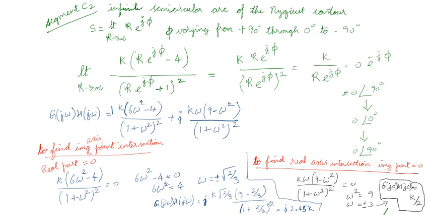Now, I have split it, g of j omega, and I have written it again, right? Because I need to find where it is cutting the imaginary and real axis. For that I have written it. Before that, we will try to plot the points. Okay, we go to the next slide.